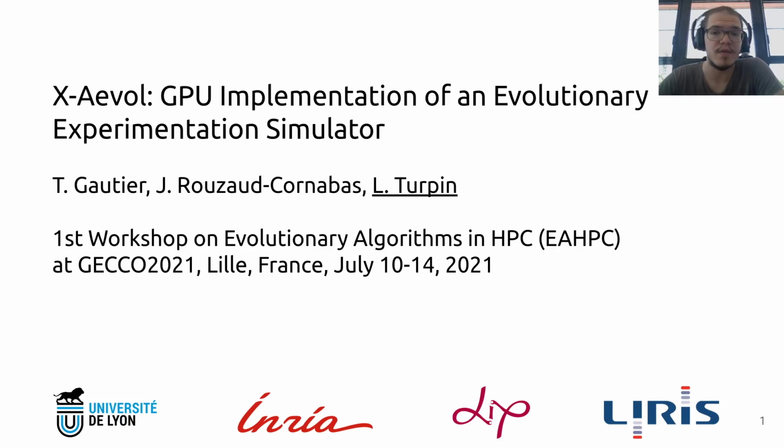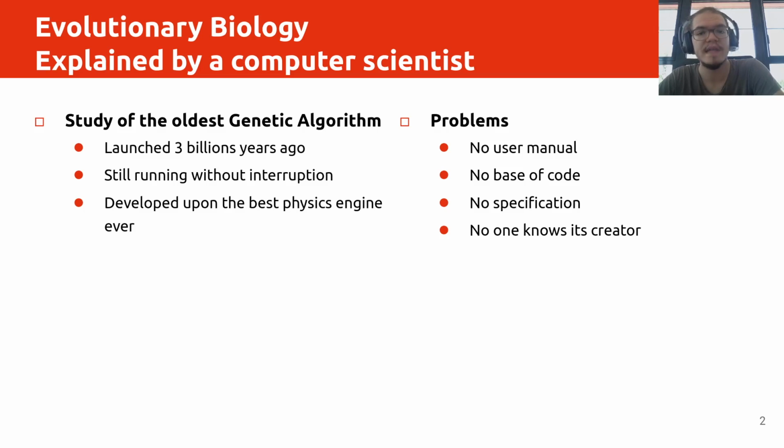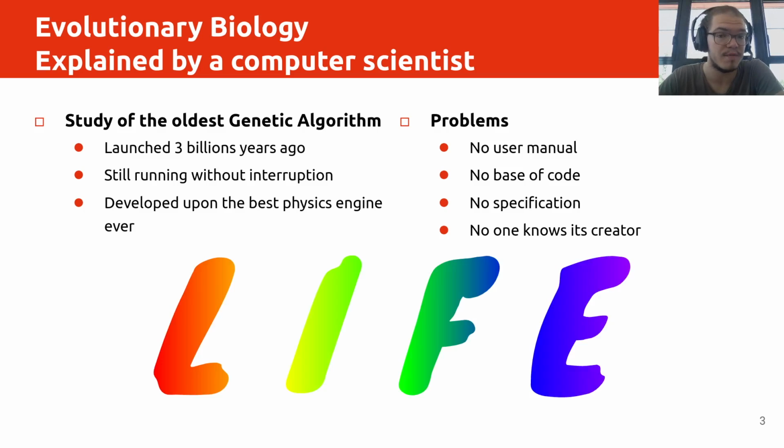It's called X-Aevol, a GPU implementation of an evolutionary experimentation simulator. So this work relates to evolutionary biology, but I am a computer scientist, so this is my vision of the domain. Evolutionary biology is about studying the oldest genetic algorithm ever. The problem is that nobody has information on how it works. You might already know it. This genetic algorithm is known as life.